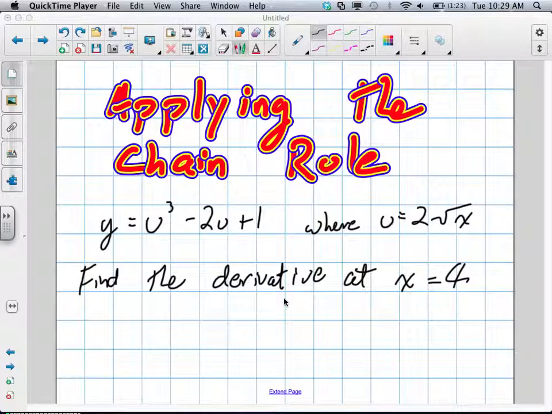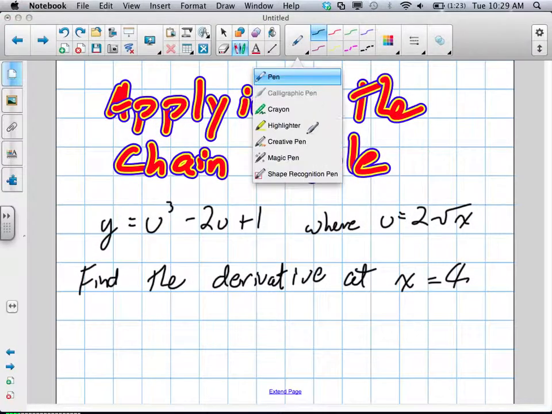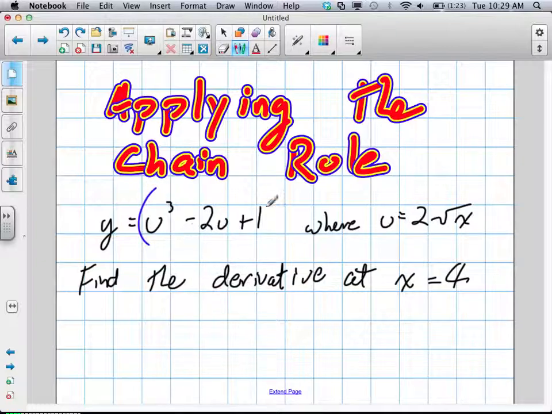Okay, we're going to apply the chain rule here. This, again, is going to become a composite function. Okay. What we're going to do here is we're deriving both of these. Think of this, our y, being a function itself, and then u has a whole other equation to it.